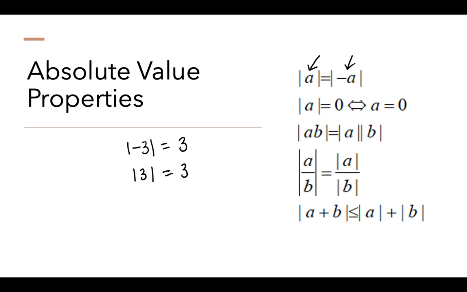The absolute value of 0 is just 0, and you can split the absolute value of a product and of a quotient into separate absolute values. And keep in mind, separate absolute values of an addition are going to be greater than or equal to the absolute value when you combine them within the same absolute value.